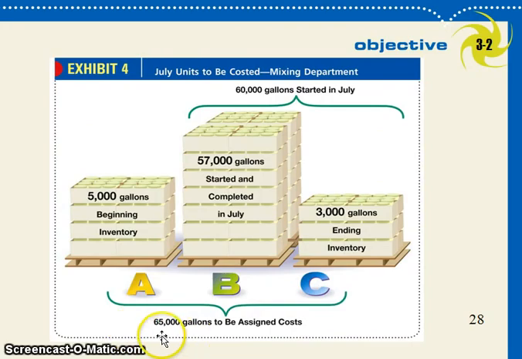And this is a good example of a visual breakdown of what we just talked about. You had 5,000 gallons in beginning inventory, 57,000 that were started and completed, and 3,000 that are still sitting in ending inventory. Okay, now what you were told a few slides ago on your informational slide is that 60,000 gallons went into the mixing department in July. That was part of your information set. Well, you could have figured out what was started and completed from that information by saying, okay, there's 3,000 gallons still in inventory, so that means of the 60,000 that went in during July, 57,000 must have been started and completed during the month. Okay, so hopefully that helps you look at it from even a slightly different perspective.